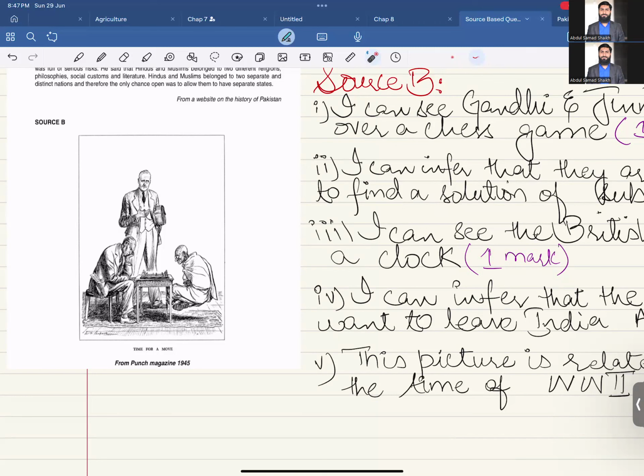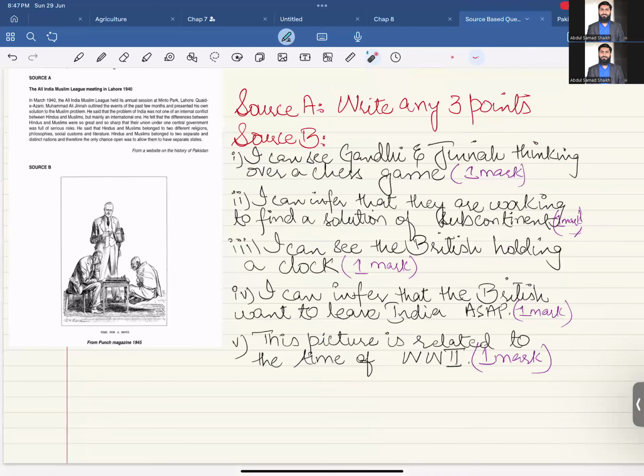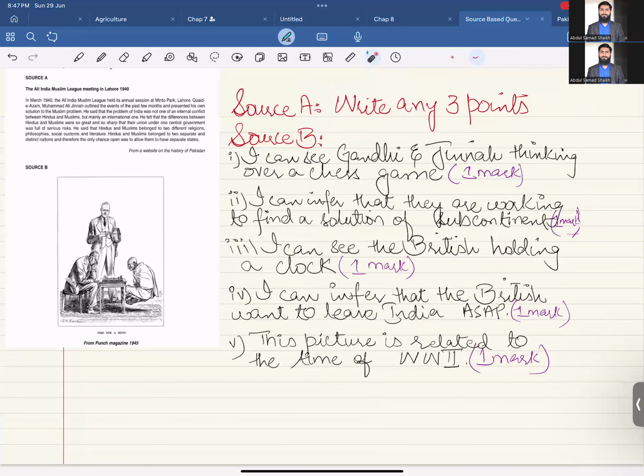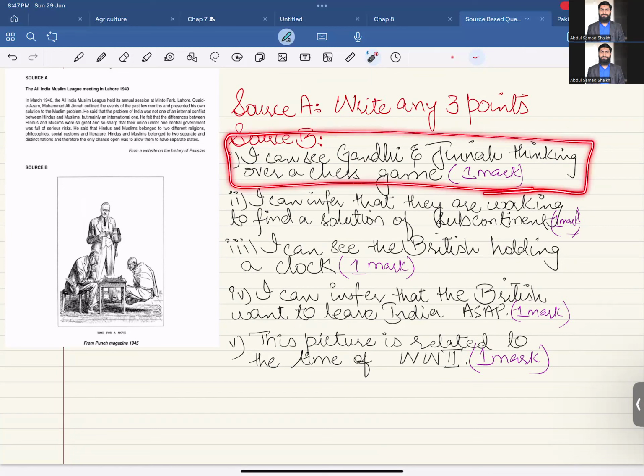For example, I can see Gandhi and Jinnah thinking over a chess game. This is something quite evident in the picture, and it can easily be seen that Gandhi and Jinnah are thinking over a chess game. This is going to get us 1 mark. This sentence is of 1 mark.